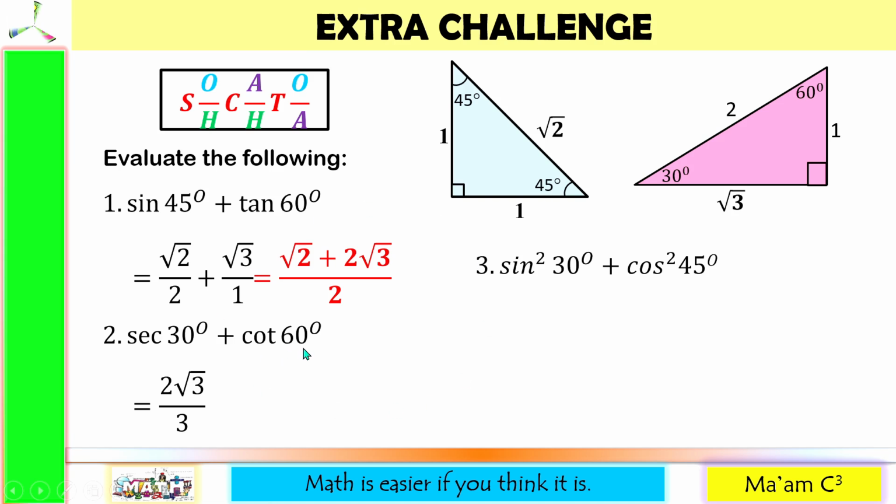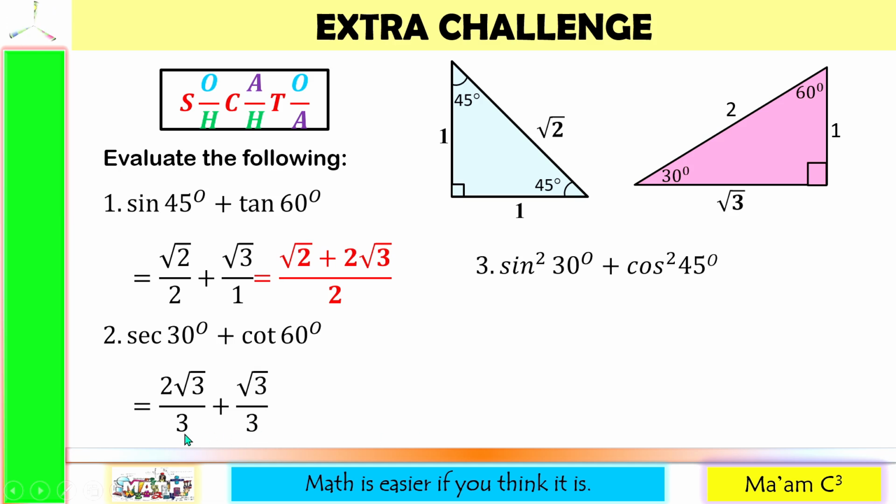Cotangent 60 degrees. Cotangent is the reciprocal of tangent. So if tangent is opposite over adjacent, then cotangent is adjacent over opposite. Focus your eyes on 60 degrees. 60 degrees, adjacent is 1 over opposite is square root of 3. Rationalize, that will be square root of 3 over 3.